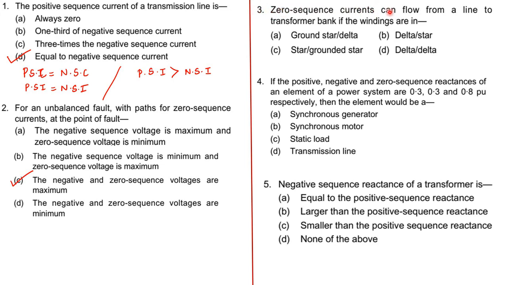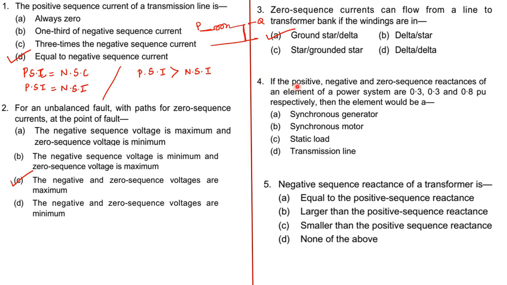Next question 3. Zero sequence currents can flow from a line to transformer bank if the windings are in A. grounded star-delta, B. delta-star, C. star-grounded star, D. delta-delta. Here, zero sequence current can flow from line to transformer bank. So this is the equivalent circuit. Here Q and this is P. The primary winding is grounded star and the secondary winding is delta. So the answer is option A.